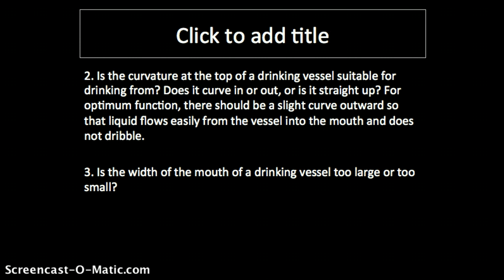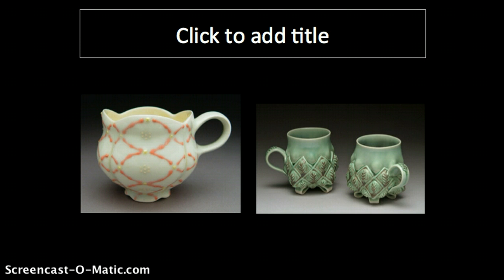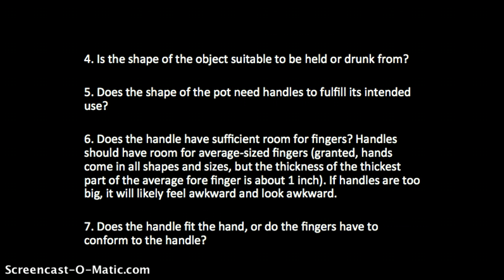Number 3. Is the width of the mouth of the drinking vessel too large or too small? Here you see the mug on the left might be difficult to drink from because of the scalloped edge. When drinking, the liquid might drop out awkwardly. On the right, you see an example of a lip that has slight curvature outward for optimum function. Number 4. Is the shape of the object suitable to be held or drunk from?